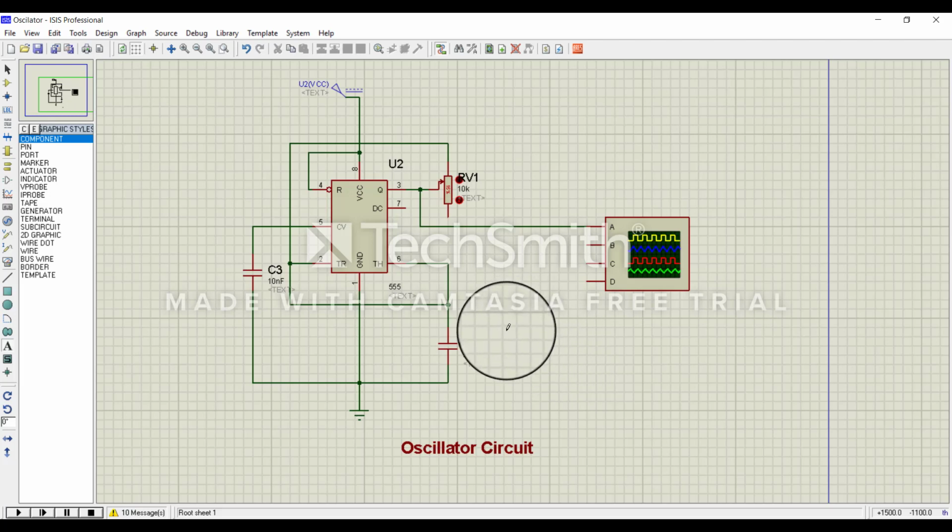Good afternoon all. So let's start with our simulations. At first, let's see the circuits at the transmitter side. Here we will start with the oscillator circuit.